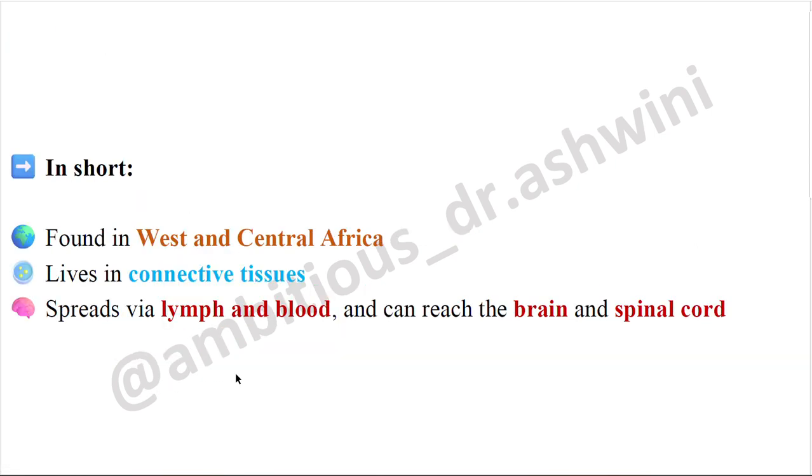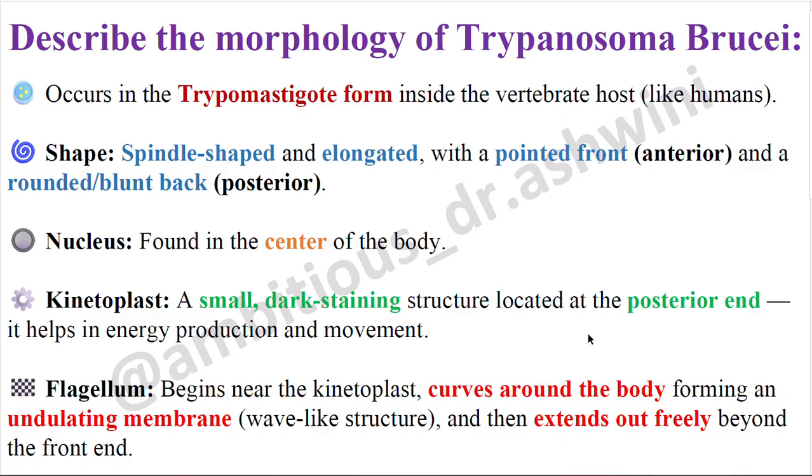cord. In short, Trypanosoma brucei is found in West and Central Africa. It lives in connective tissues and spreads via lymph and blood and can reach the brain and spinal cord. Now we will see the morphology of Trypanosoma brucei.